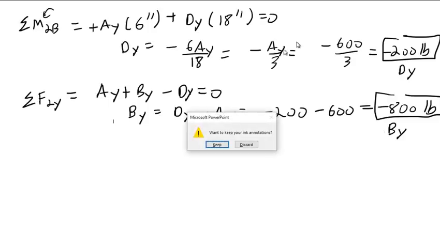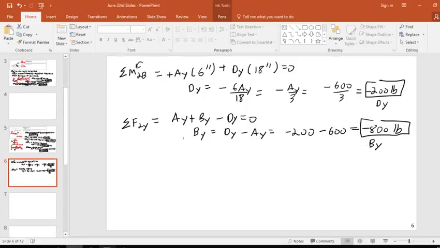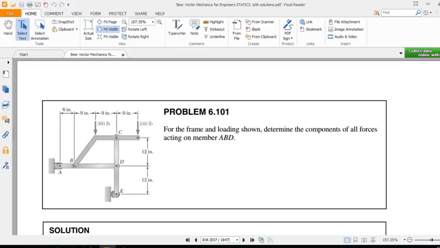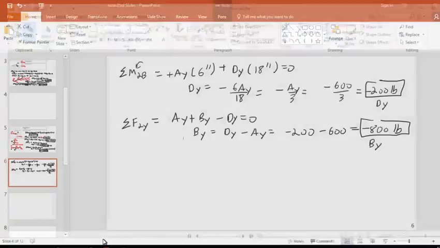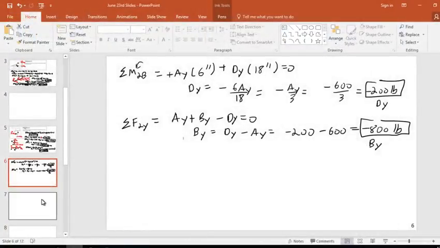So I'm going to keep that. Let me check something really quick. We're making sure we're good here. Yes, we are. Okay. So I'm going to close this down, and we are now ready to move on to shear and bending moment diagrams.